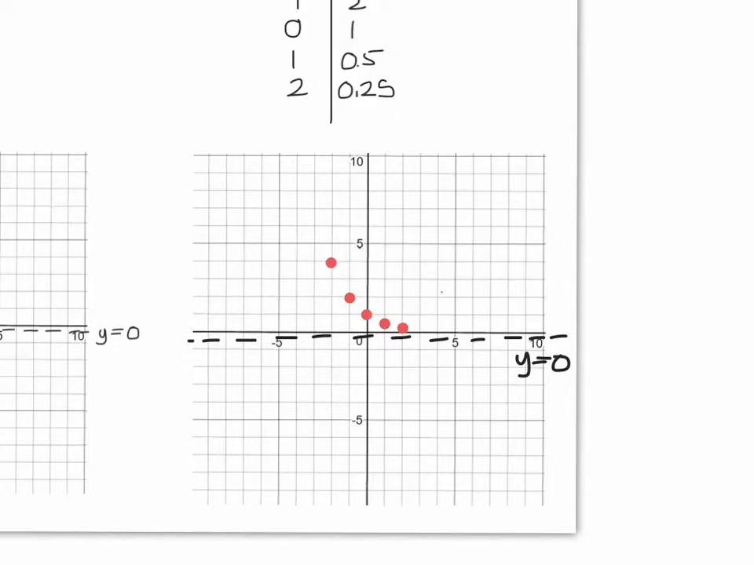So I'm going to connect these all with a smooth curve, and I'm going to make sure that I'm just approaching, that wasn't perfect, I'm going to do this again. Smooth curve, here we go. I'm just approaching this axis. My curve isn't perfect, but there we go.